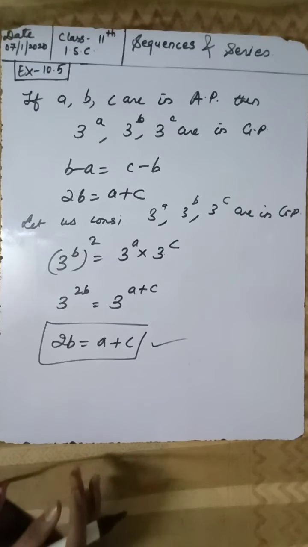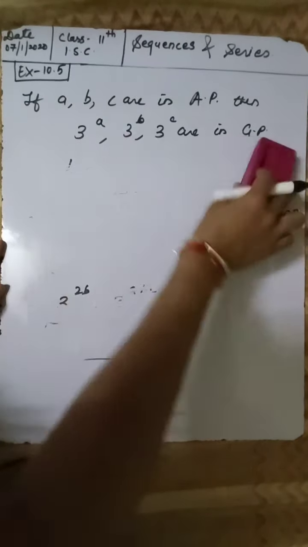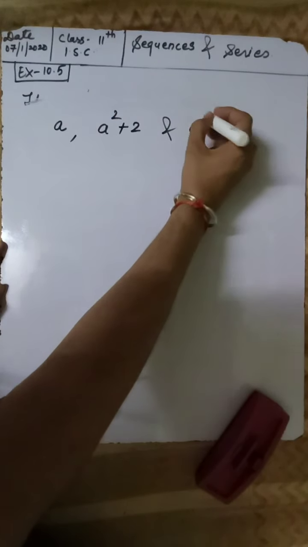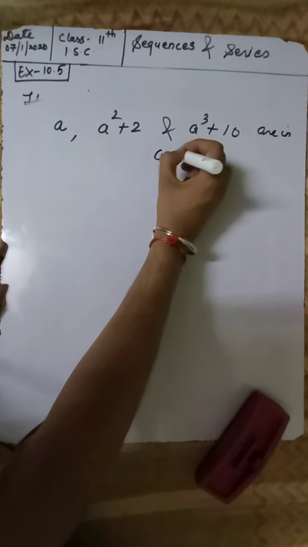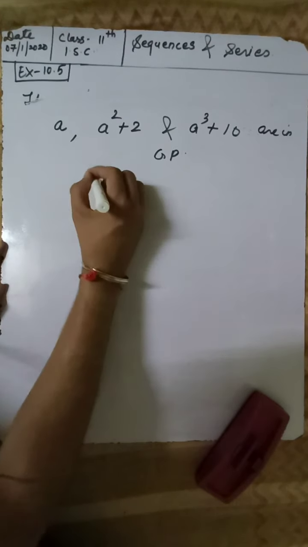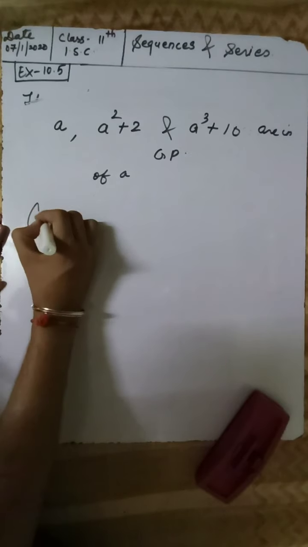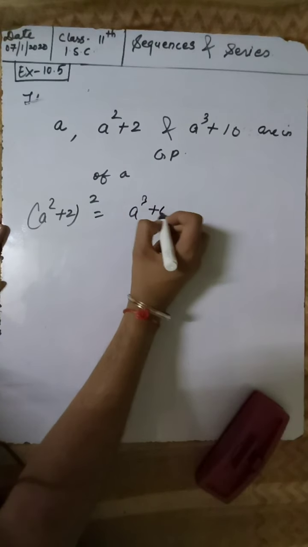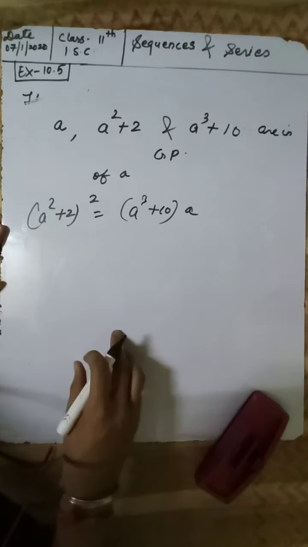Okay, let's see the 14th question. If a square plus 2 and a cube plus 10, what question do we have? That is, a square plus 2 and a cube plus 10 are in GP, then find the value or values of a. Okay, so it's quite easy. a square plus 2 the whole square is equal to this into this. Open the bracket, solve it, you'll get the answer.